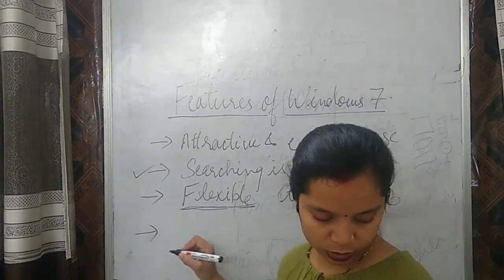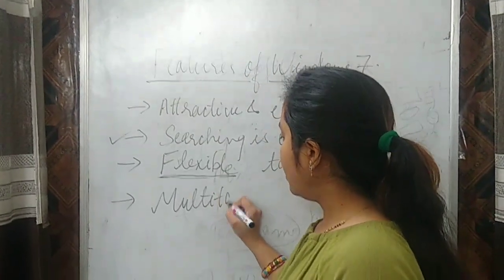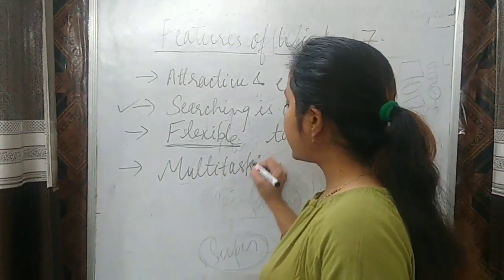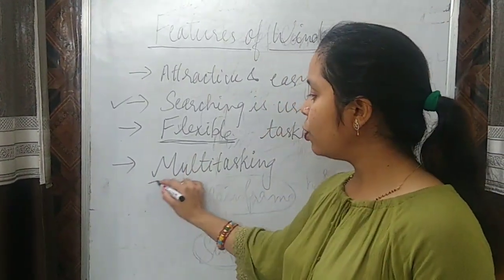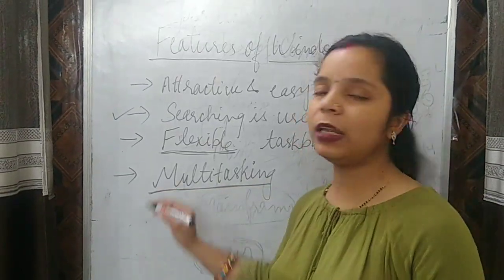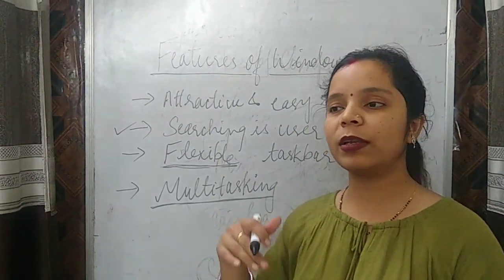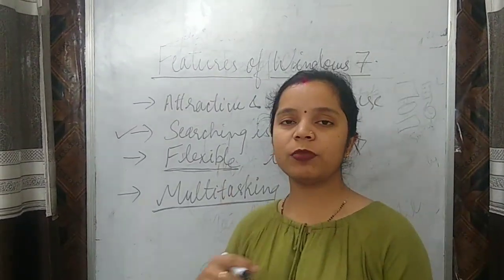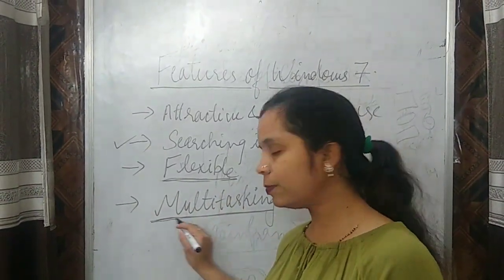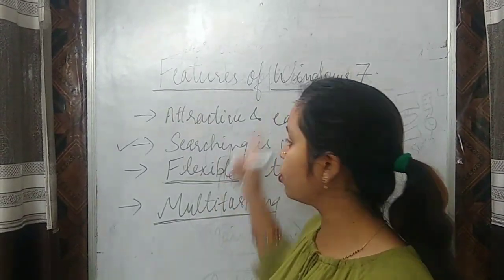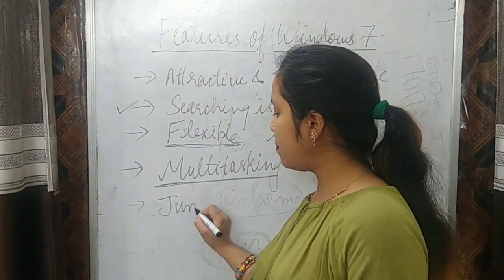Now next feature of Windows is it supports multitasking. Now what is multitasking? Multitasking means when you can do so many works at one time. That is known as multitasking. So in Windows you can perform many works at one time. Means at the same time you can do calculation, at the same time you can use internet in the computer, at the same time you can listen to music. Means 2-3 works you can do at one time. That is known as multitasking. So this feature is also there in Windows 7. Now next feature of Windows 7 is jump list.